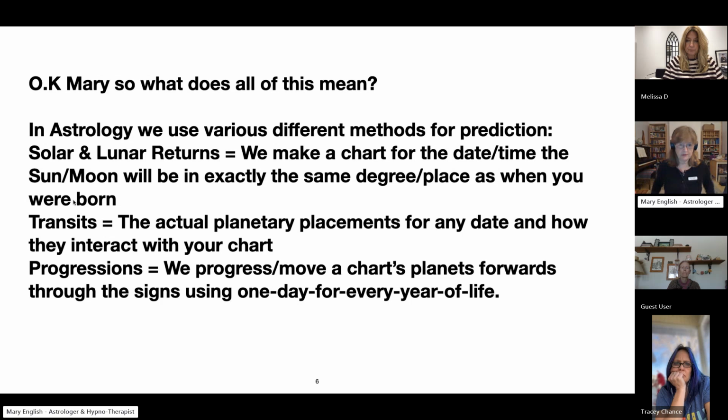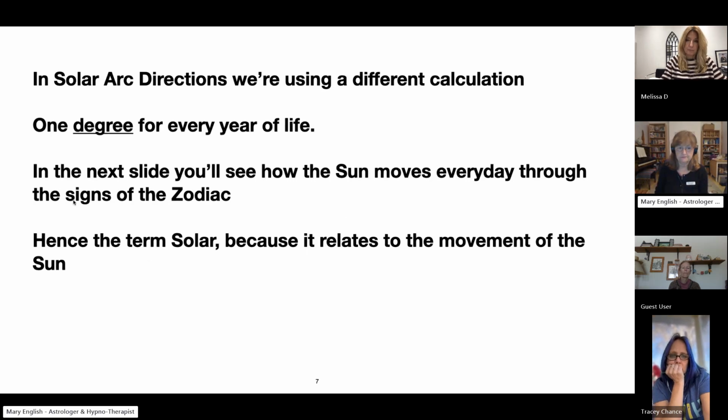So, okay, Mary, what does all of this mean? In astrology, we use various different methods for prediction. Solar and lunar returns: we make a chart for the date and time the sun and moon will be exactly the same degree and place as when you were born. Transits are the actual planetary placements for any date and how they interact with your chart. And progressions: we progress or move a chart's planets forwards through the signs using 1 day for every year of life.